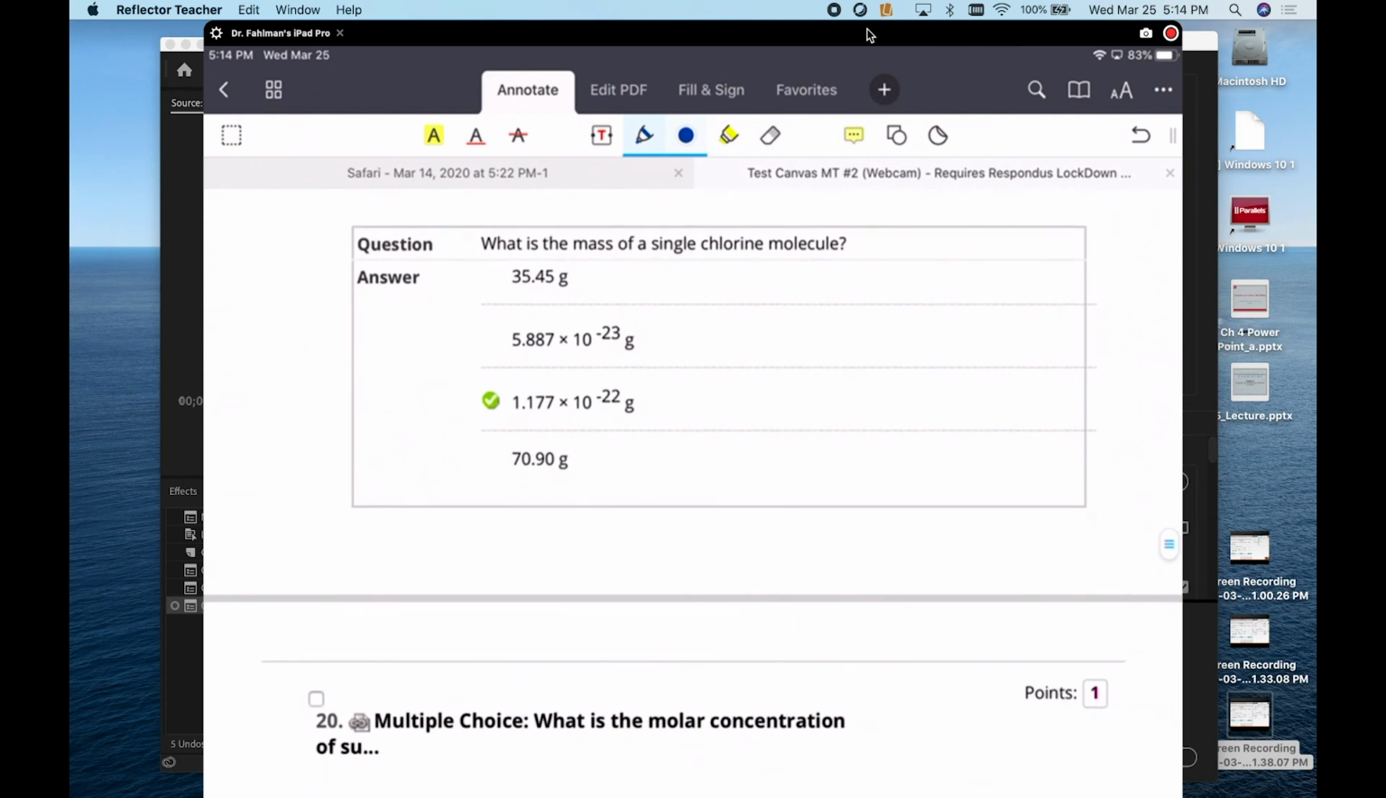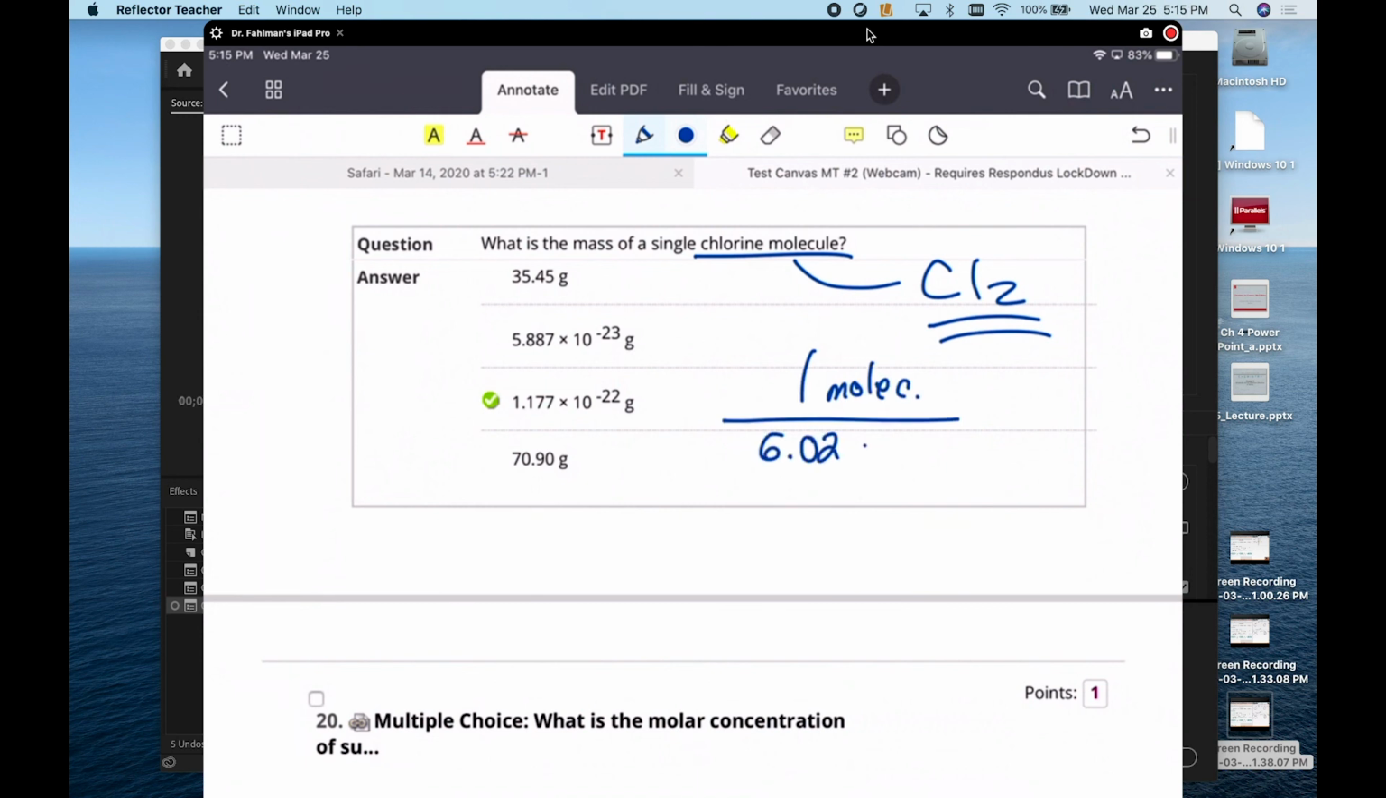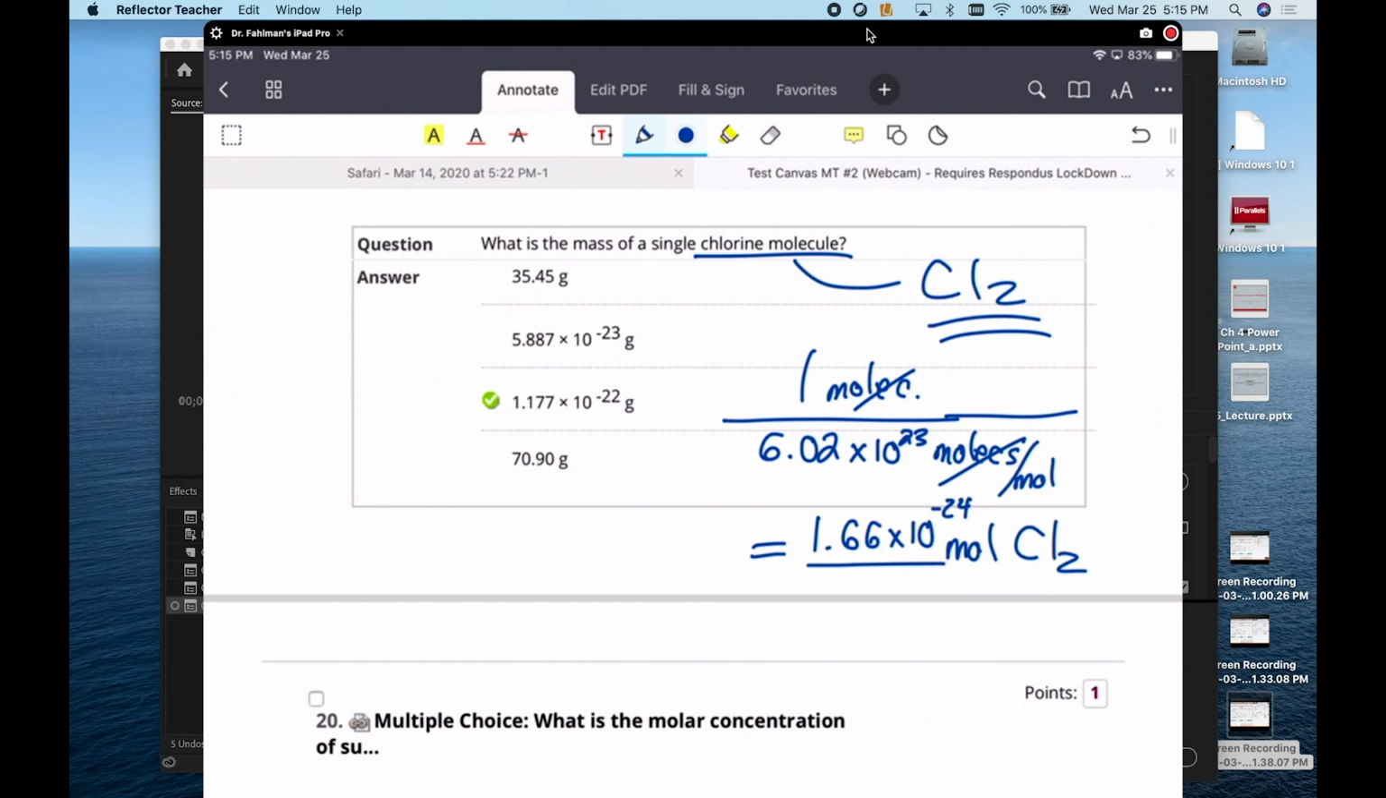Okay, for this question, a single chlorine molecule, remember it's diatomic, right? So if we have a single molecule and we divide by Avogadro's number, this is essentially like molecules per mole. Then you end up with so many moles of Cl2. If we do 1 divided by Avogadro's, we get 1.66 times 10 to the minus 24. Then to get grams, we multiply by the molar mass, so it's 35.45 times 2, which is 70.9 grams per mole. So 70.9 times 1.66 e to the minus 24 gives you 1.17 times 10 to the minus 22 grams.